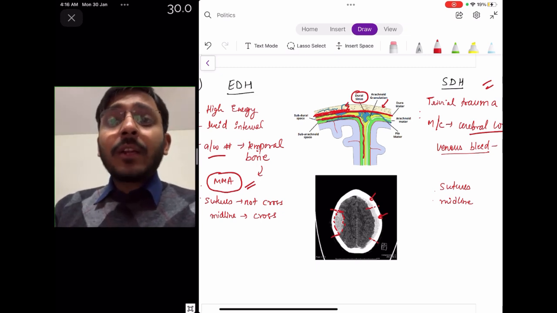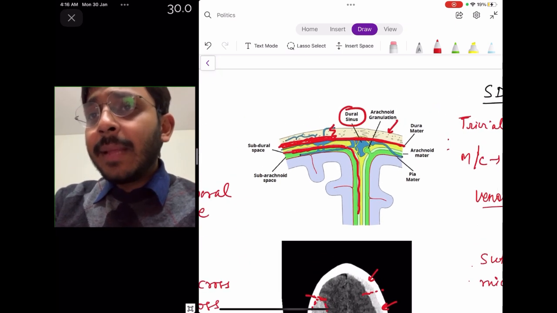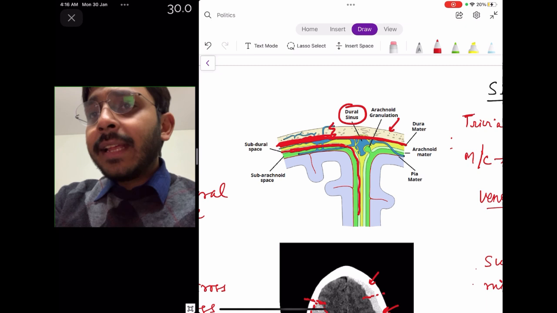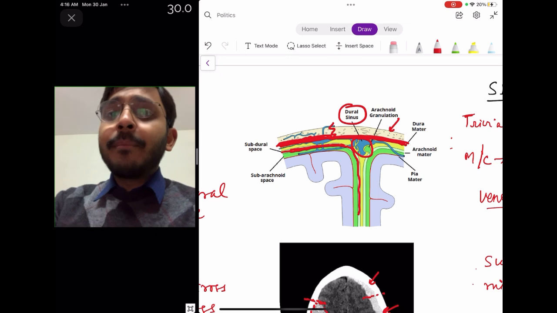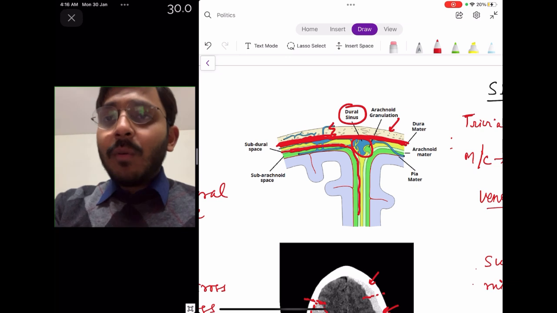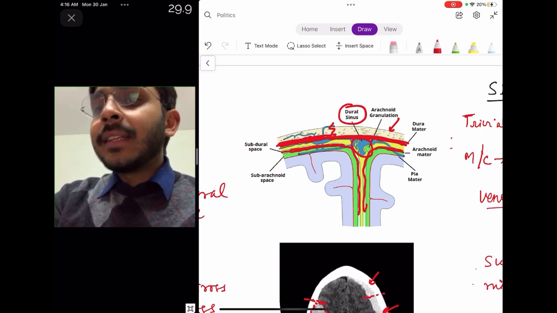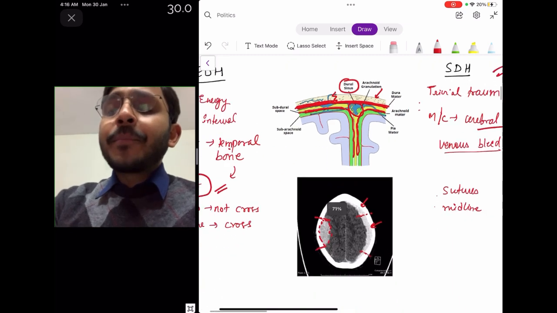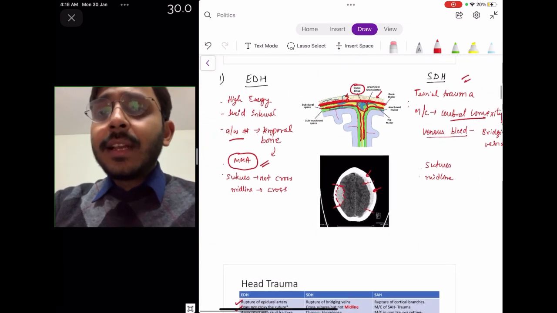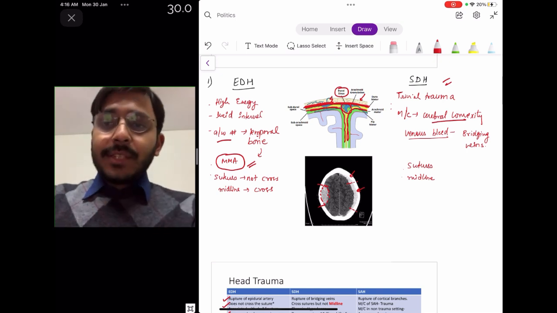However, with respect to crossing midline, the sequence is reversed. So EDH, as you can see in the image here, is lying outside the dura, and hence the dural venous sinuses lie below it. Hence, EDH can cross the midline and the dural venous sinuses. However, SDH is below the level of dura, so it cannot cross the dural venous sinuses and hence the midline. So remember this point, that suture crossing is a feature of SDH, however midline crossing is a feature of EDH.